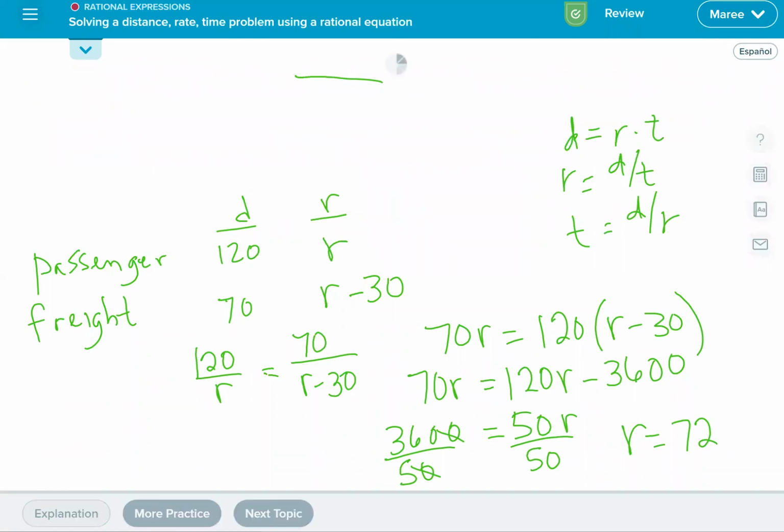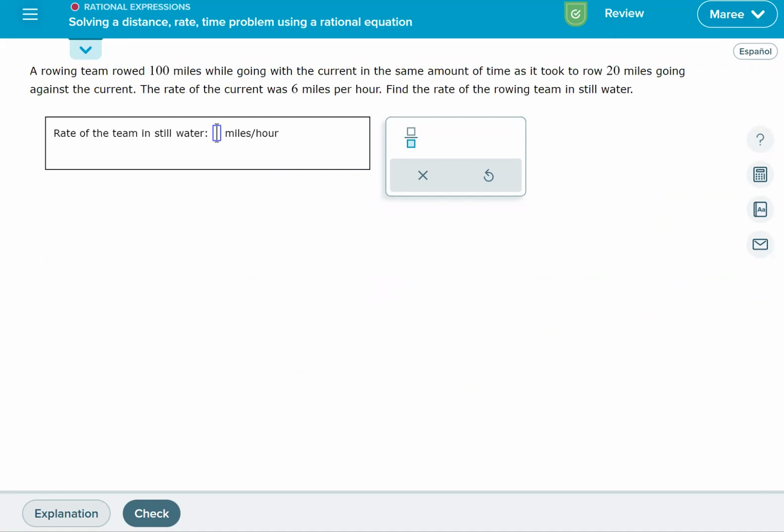Okay, let's do another one. I know these ones can be a little bit confusing sometimes. We've been using that time equals distance divided by rate, so let's do that one again. A rowing team rowed 100 miles while going with the current in the same amount of time as it took to row 20 miles going against the current.